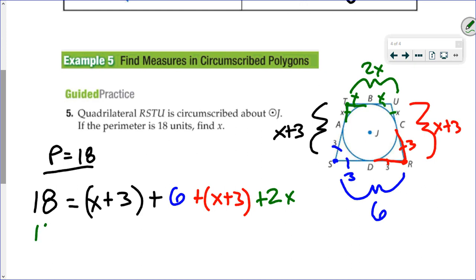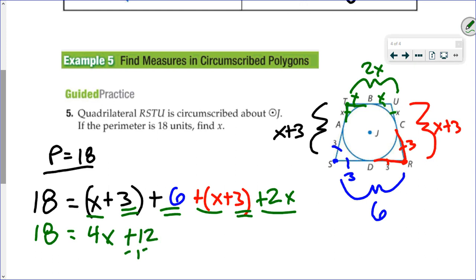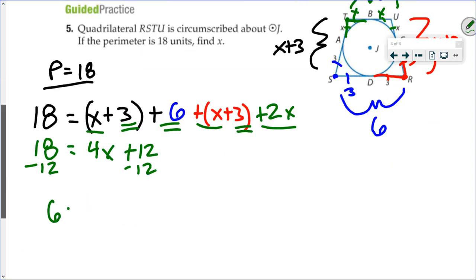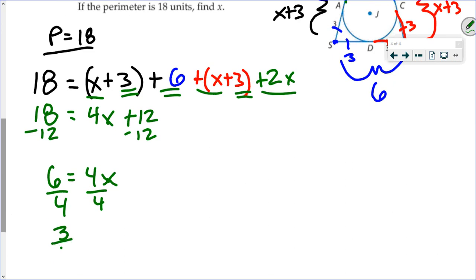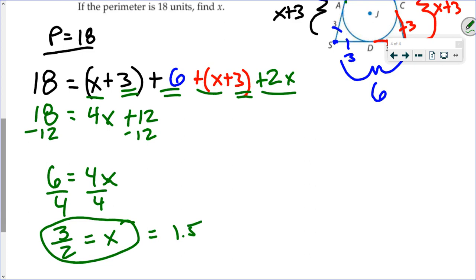So just combine like terms here. We've got 18 equals x plus 2x plus x, that's 4x, and then 3 plus 6 is 9, plus 3 is 12. And so we subtract 12 here and get that 6 is equal to 4x. Divide by 4: 6 over 4 reduces to 3 over 2 equals x, or 1.5 if you use the decimal. All right, so that wraps up these notes for us.